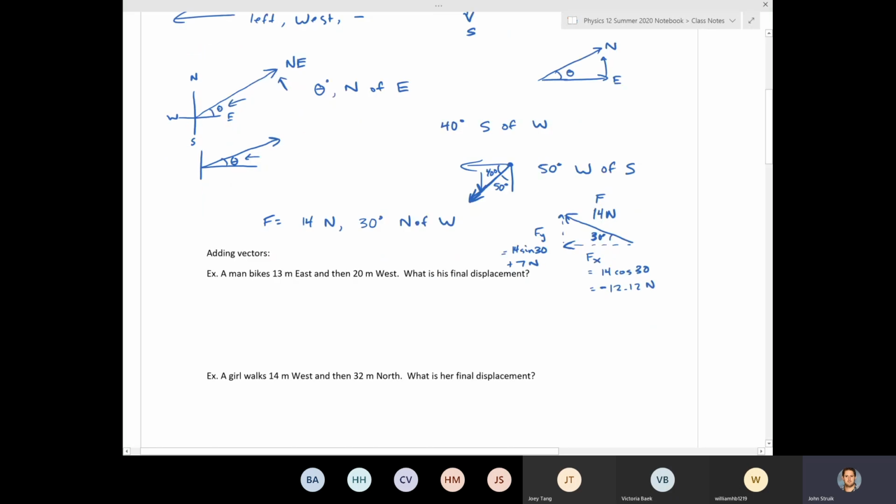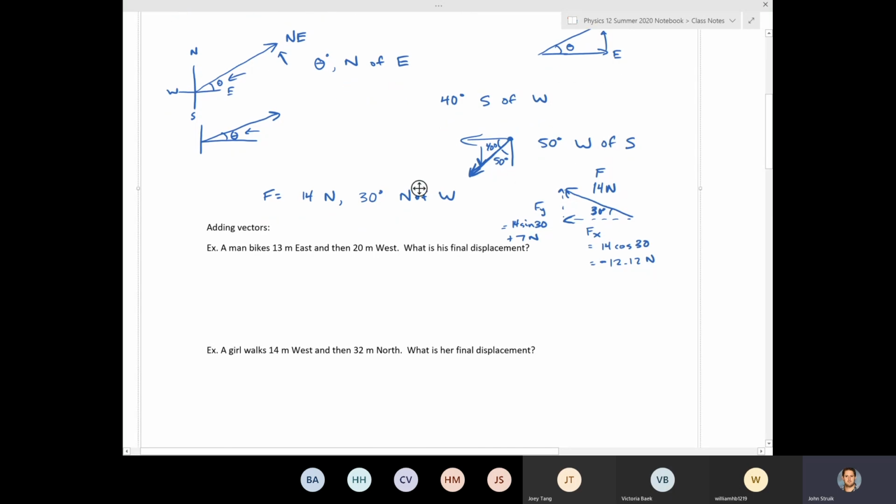Okay, so the next part is adding and subtracting vectors. Let's add first. A man bikes 13 meters east and then 20 meters west. What is his final displacement? This is probably a pretty easy question. You could probably do it right now without my help. What you're doing is vector addition, so you're instinctively doing it. And if things get difficult, just go back to instinct, because that's what you're going to do.